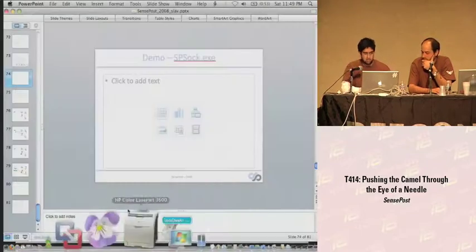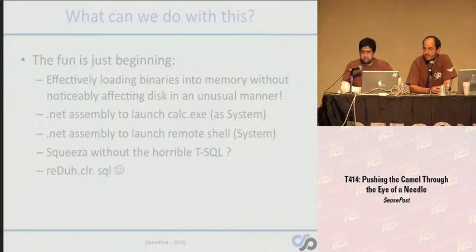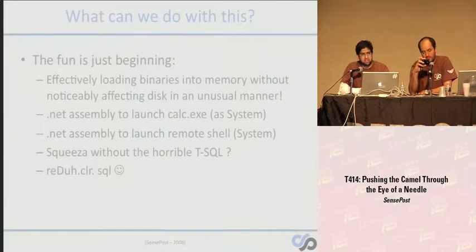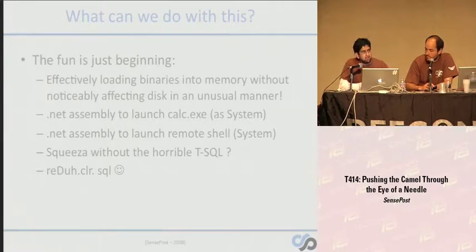Okay, so really quickly, what does this mean to us? It means the fun's just starting. Effectively, it gives us a remote way to throw binaries into SQL Server. That stuff's not going to be touching disk as an executable itself. It's going to be an expanded SQL table. So forensics get more interesting. We can launch this stuff with whatever privileges you're able to muster. It should allow us to rewrite Squeezer in CLR and make Squeezer a lot more powerful.